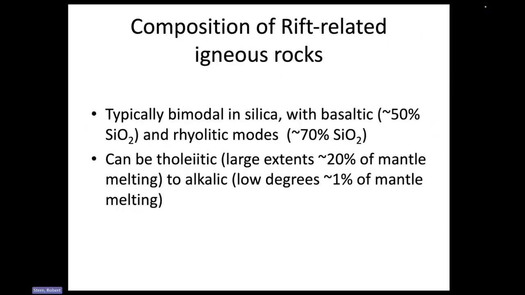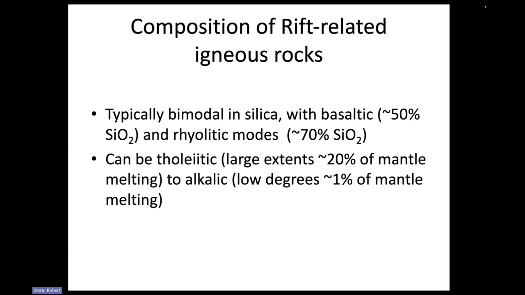And the composition of rift-related igneous rocks, this is not a petrology class, but it's still useful. We will talk about these rocks, these volcanic rocks, and sometimes plutonic rocks, being typically bimodal in silica, with basaltic and rhyolite modes. That is, there's an abundance of basaltic rocks with 50% silica and an abundance of rhyolitic rocks with 70% silica and not much in between.